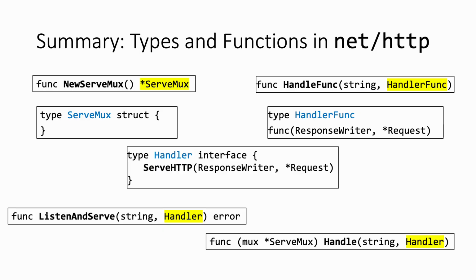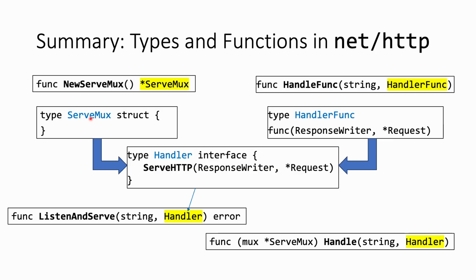Before we move on, let's summarize the types and functions in package net/http for web programming that we have covered. At the center is the interface Handler, which has only one method, ServeHTTP. The interface Handler is implemented by ServeMux, which is a struct type, and by HandlerFunc, which is a function type. The function ListenAndServe takes a Handler as the second argument.